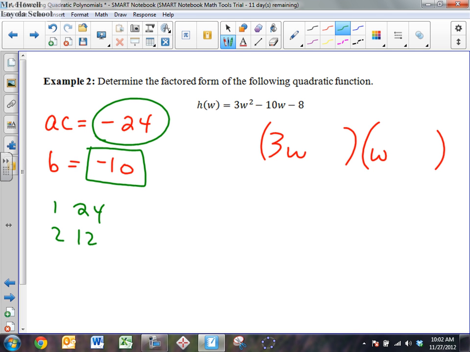We need a negative 10. Sorry, negative 12. So we want a negative 10, so this needs to be a negative 12. So when we sum these two values together, we get negative 10.